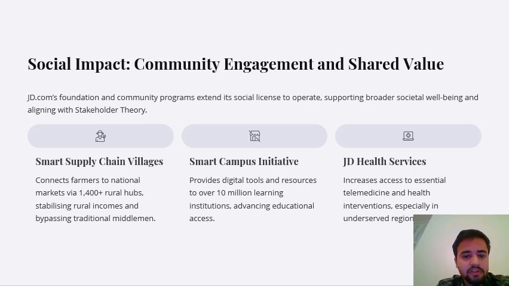The Smart Campus initiative of JD has made digital tools accessible to more than 10 million learners in the educator sector, and JD Health has increased access to telemedicine in unserved areas. Such programs are aligned with stakeholder theories. That is a wider accountability than shareholders, using the evaluate lens of Bloom. The CSR of JD improves brand image and trust in the community, but transparency is needed in measuring impacts, dictated by outside agencies, for legitimacy and performance.